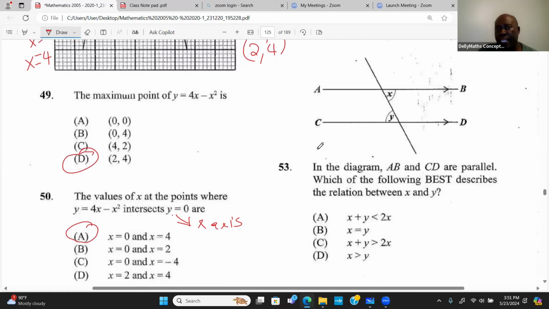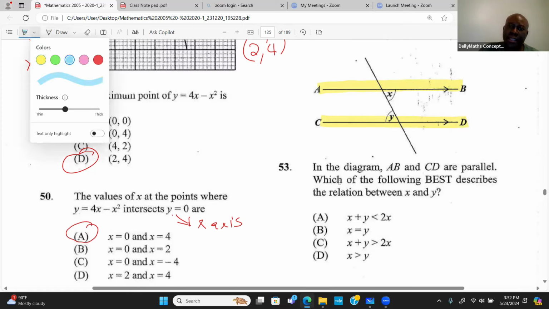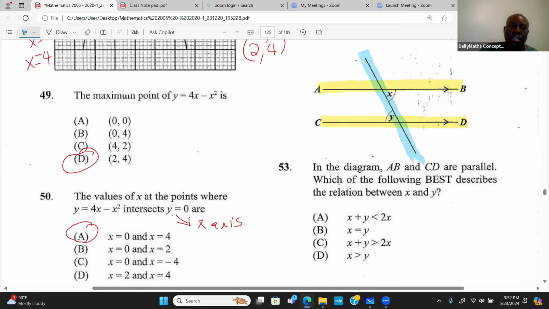All right, 53. It says in the diagram, AB and CD are parallel. I'll highlight those for us. So this is my AB, and we're told that it is parallel to CD. And definitely you could see that it was cut by a transversal right there. So what we're thinking of now is the relationship between two parallel lines and a transversal. Now let's see what they want. It says, which of the following best describes the relationship between x and y?